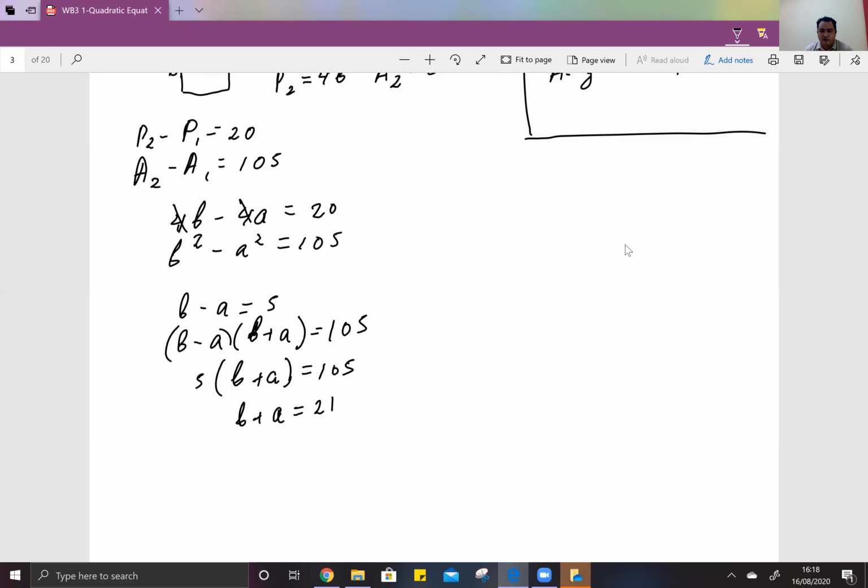B minus A equals 5, right? And under it, write B plus A equals 21. If you just add them together, you'll get the value of B. Draw a line under B plus A and add side by side. Can you add the first equation to the second equation? Left-hand side to the left-hand side, right-hand side to the right-hand side.